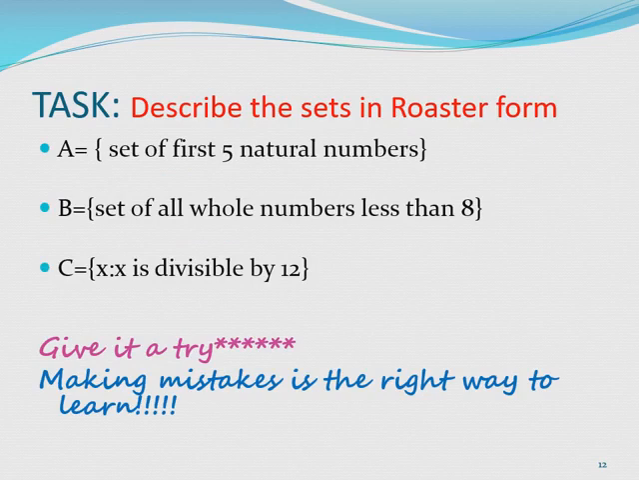A task for you: describe the sets in roster form. A, set of first 5 natural numbers. I hope you all know what natural numbers are: numbers which start from 1. B, set of all whole numbers less than 8. Whole numbers are numbers starting from, complete it. C, X, set of all X is divisible by 12. Making mistakes is the right way to learn, so continue learning.